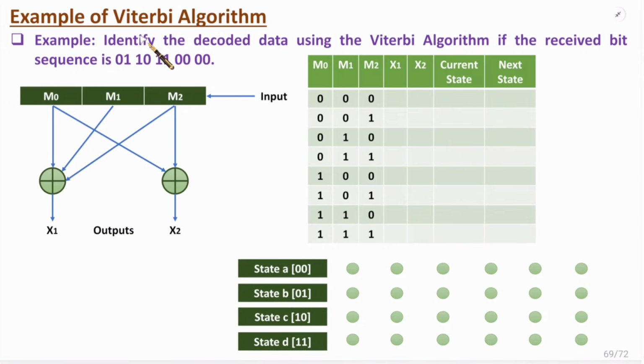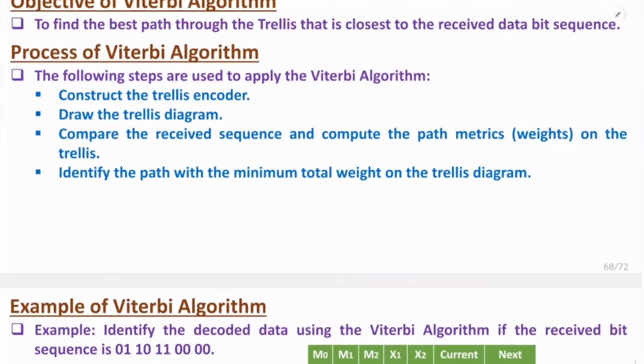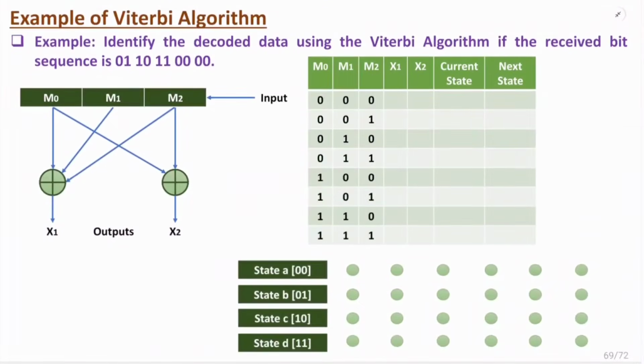Now here in the example, we need to decode the data using the Viterbi algorithm if the received bit sequence is 01, 10, 11, 00 and 00. So here we need to decode this data using the Viterbi algorithm. See, in the first step, I told you we need to construct the trellis encoder. If it is not given, then you can consider this standard trellis encoder.